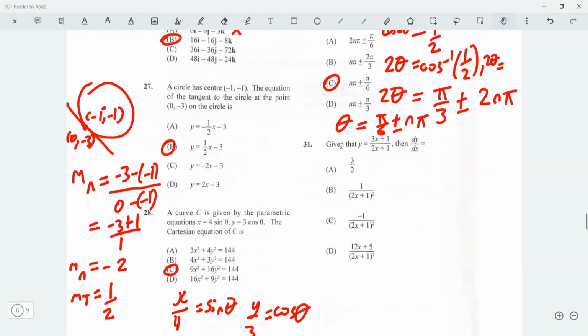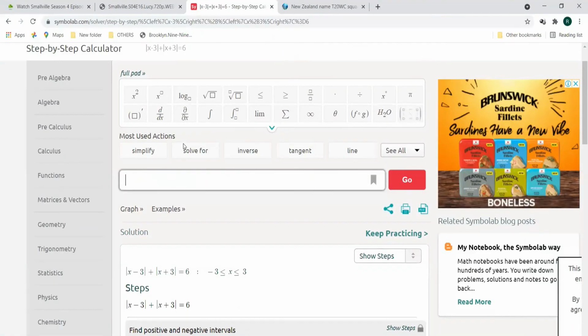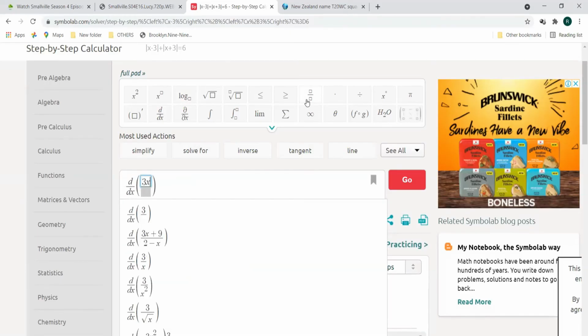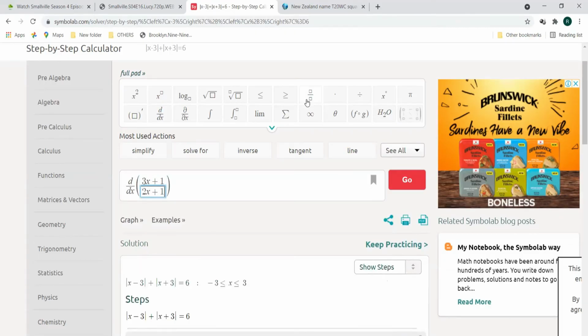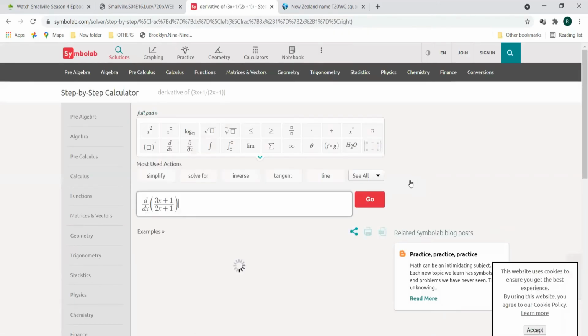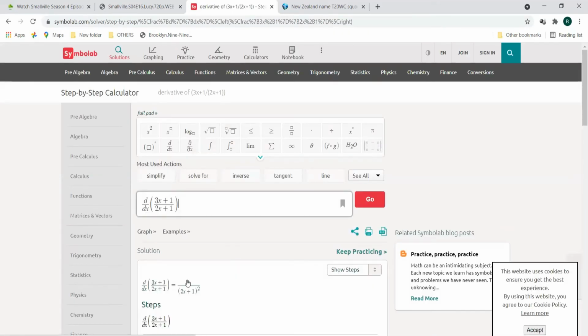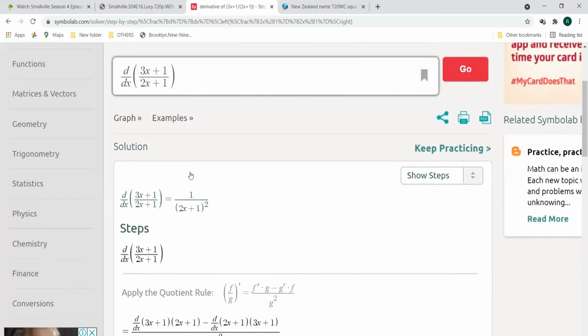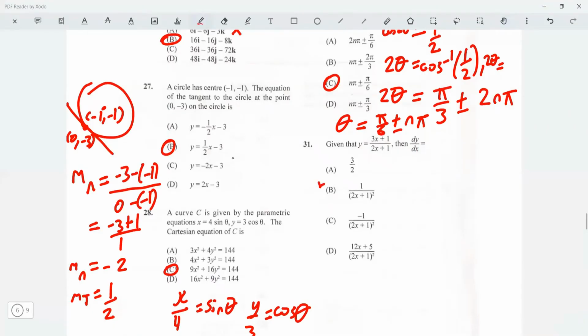All right, this one now we need to differentiate. Not going to spend any time differentiating, we're just going to do this in Symbolab, because this is a waste of time. d by dx of the expression 3x plus 1 over 2x plus 1. Differentiate using the quotient rule, and it's going to give us an answer. We get 1 over (2x plus 1) all squared. See there? So 1 over (2x plus 1) all squared is option B.